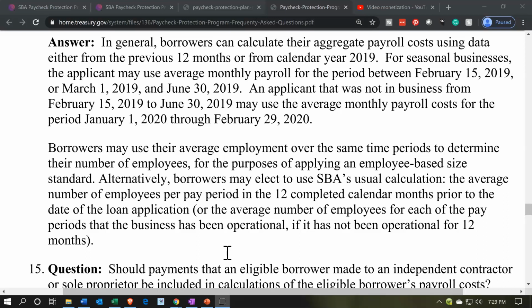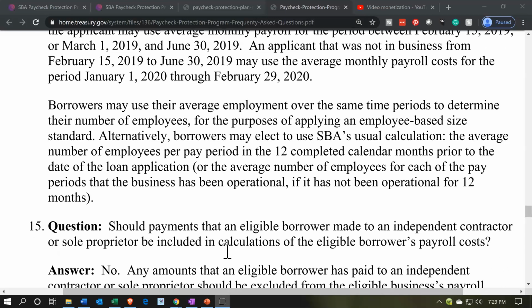Alternatively, borrowers may elect to use SBA's usual calculation: the average number of employees per pay period in the 12 completed calendar months prior to the date of the loan application, or the average number of employees for each of the pay periods that the business has been operational if it has not been operational for 12 months.